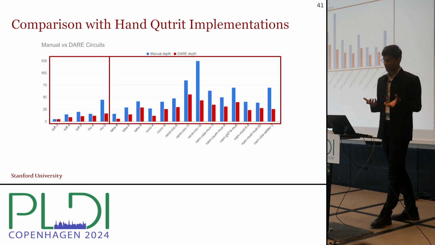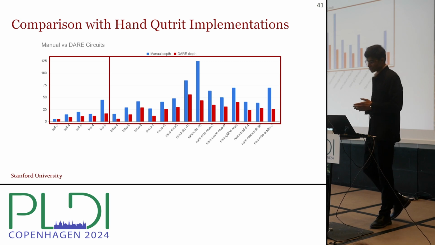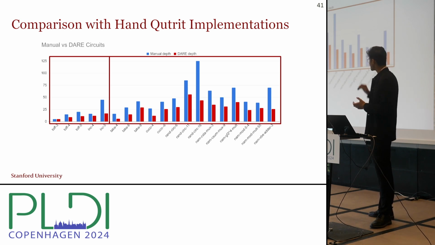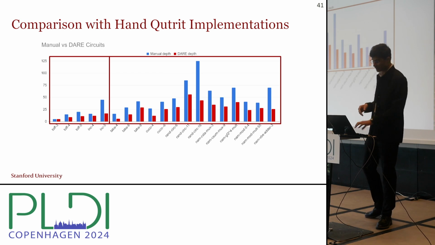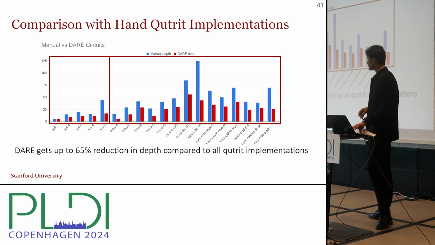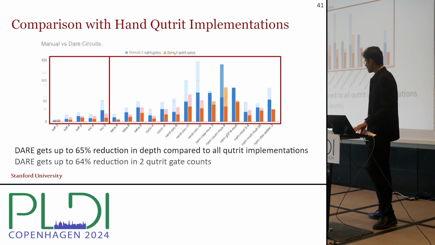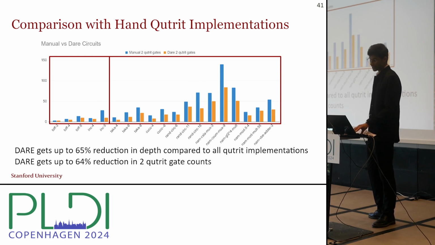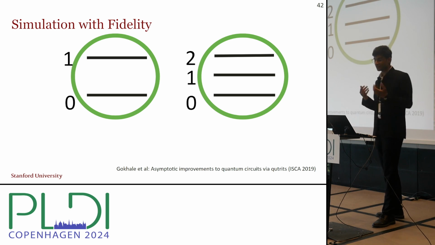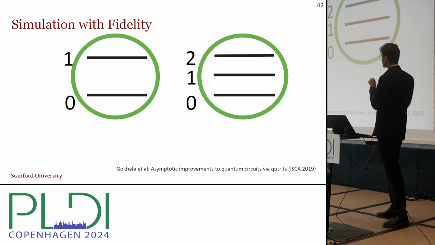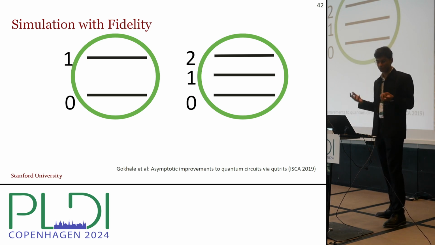So we also compare DARE against manual qutrit implementations. On the left, we have benchmarks that have previous hand implementations, and on the right, the benchmarks that I mentioned, which have a large number of Toffoli gates. We find that our implementations can see up to 65% reduction in depth and up to 64% reduction in 2-qutrit gate counts. Next, we see if these circuit complexity improvements actually translate to fidelity improvements with qutrits.